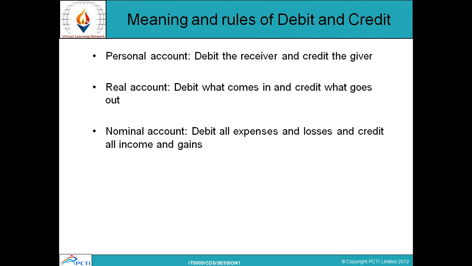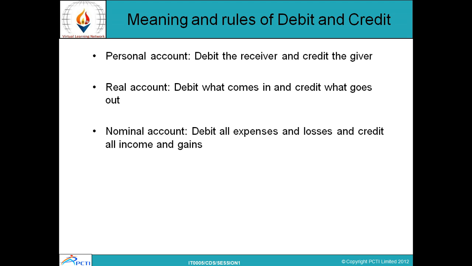We'll move further. That is the meaning and the rules of debit and credit, right? You know what is debit and credit? Let's understand. In the traditional approach, we have discussed three types of account: real account, personal account, nominal account. We'll understand what the rules are for this. Once you have identified what type of account it is, like personal account, okay? All bank accounts and other things, these are all personal accounts.